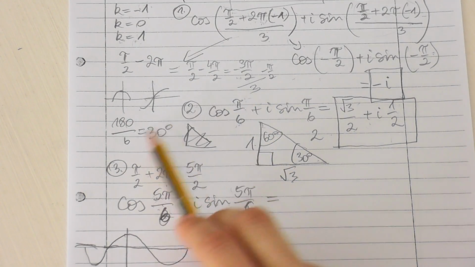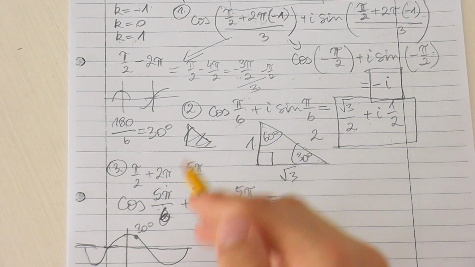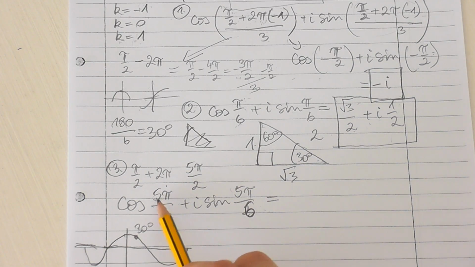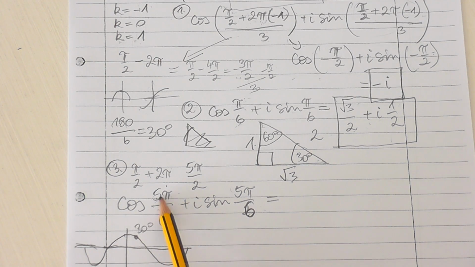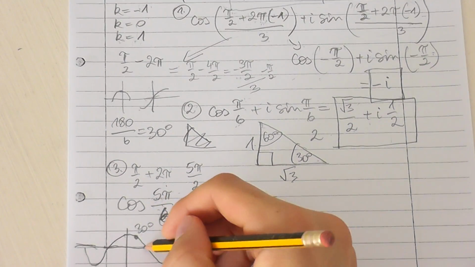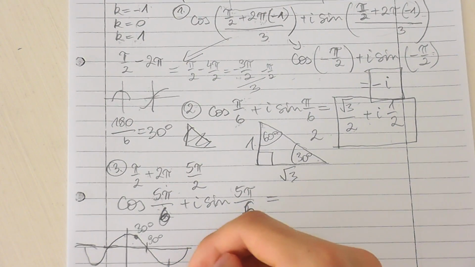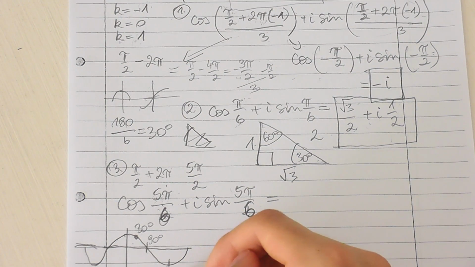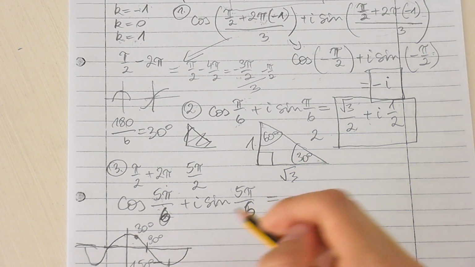Pi over 6 is 30, we said, so that's here, 30. 5 pi over 6 is like 5 times 30, which is 150. This is a positive, and so the way that I like to work this out is say, okay, this is 30, this is 90, this is 180, hence the 150 has to be here.